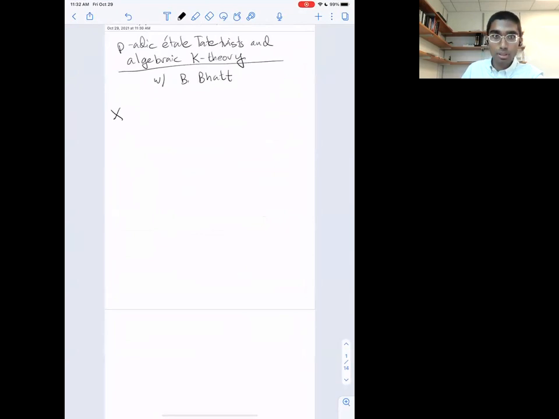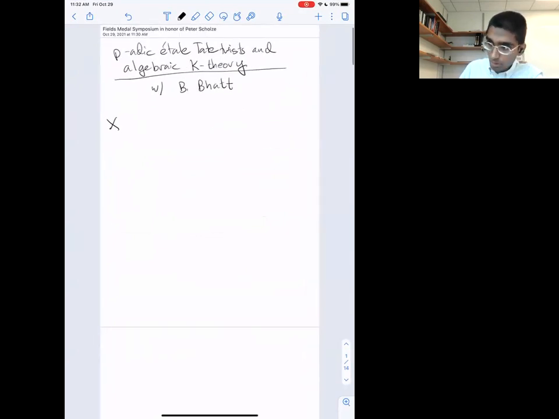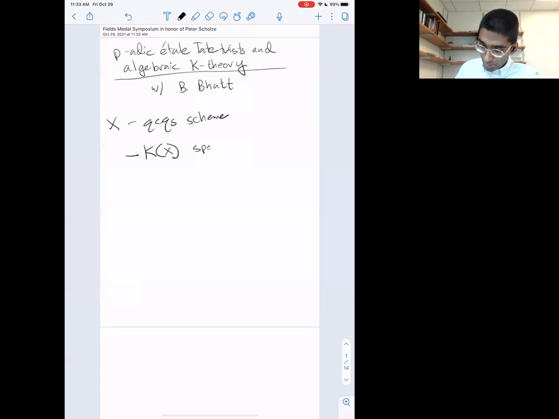So let X be a quasi-compact and quasi-separated scheme. Then we can associate to X the algebraic K-theory spectrum K of X. So this is some spectrum. I won't try to define it, but let me just say that it's extracted from the stable infinity category of perfect complexes on X, in some sort of homotopical manner.